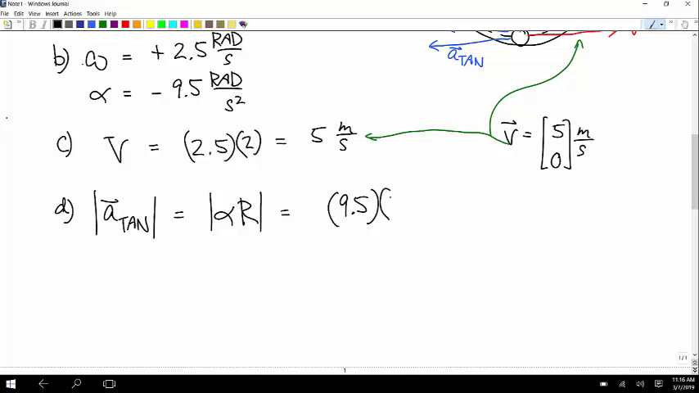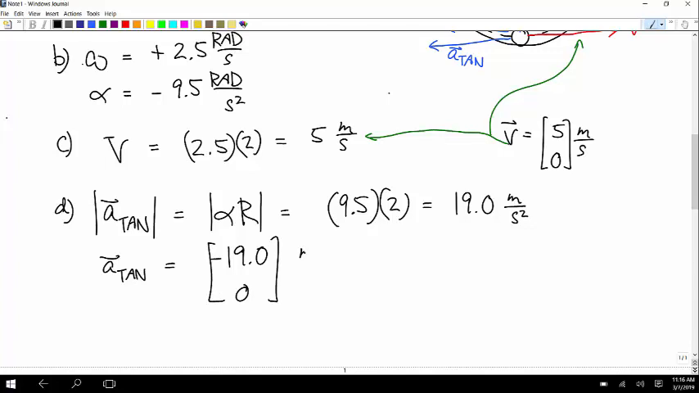9.5 times 2 is 19 meters per second squared. And now combine this magnitude with the direction that we figured out in part A. And so the tangential acceleration is negative 19.00 meters per second squared.